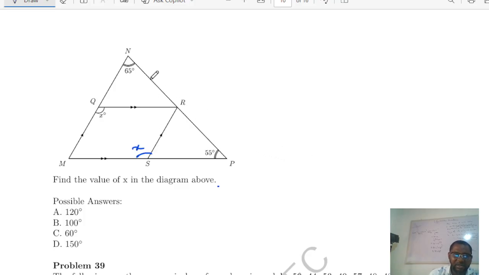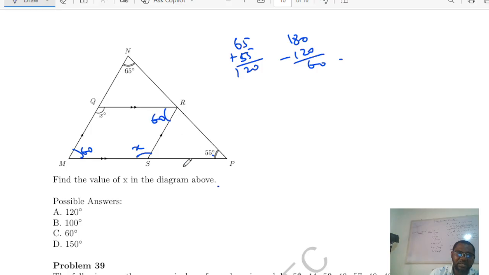First of all, if here is 65, here is 55, the bigger triangle here makes up a big triangle, so it makes up 180. So I'm going to say 65 plus 55, which is 120. Then 180 minus 120 is 60. So this is going to be 60. Since this is a parallelogram, it means that here is also 60.